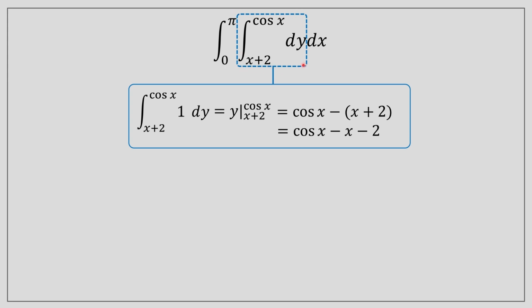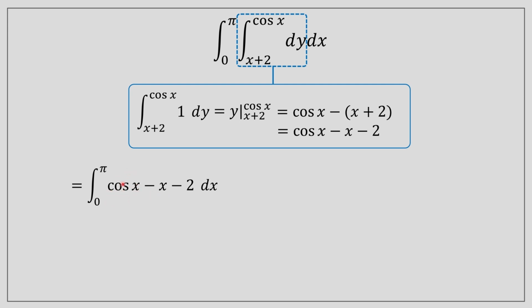Now we have to proceed and solve the entire integral, basically the outer integral, which is the integral from 0 to pi. We are going to substitute what we solved in the inner integral and replace it in the outer integral. So we know that it's going to be equal to this. This is the resultant of this integral, which is written right here. We are then going to proceed and take an integral, very straightforward.